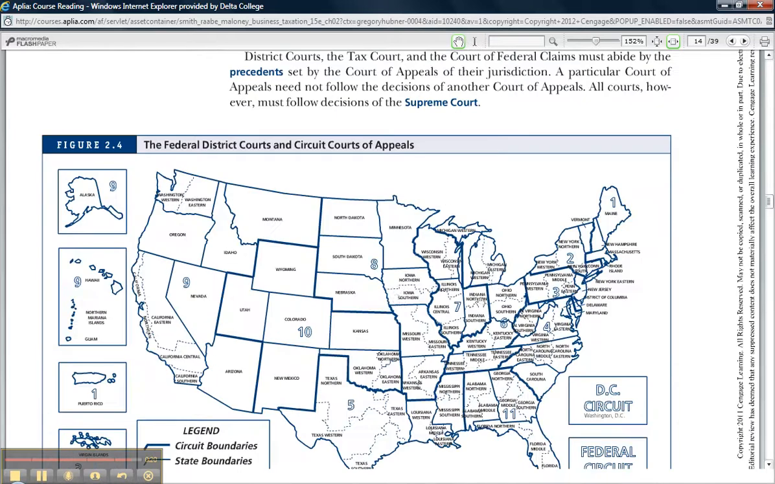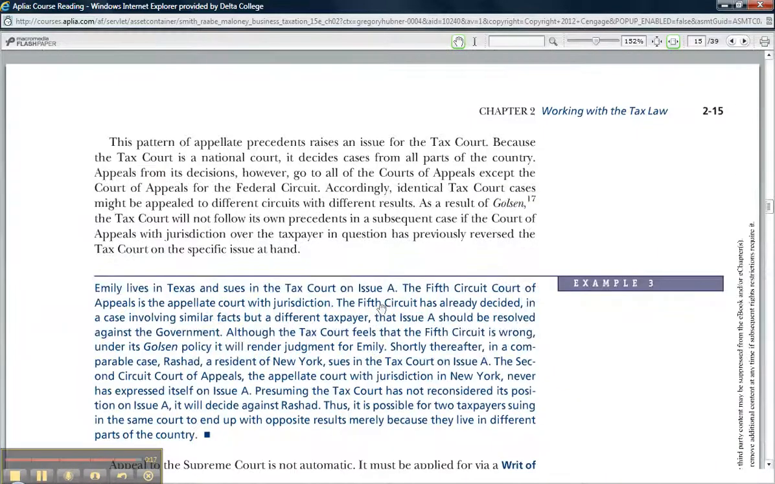You can see a big diagram to that effect right here, and I'll continue on the next slide, the next video.